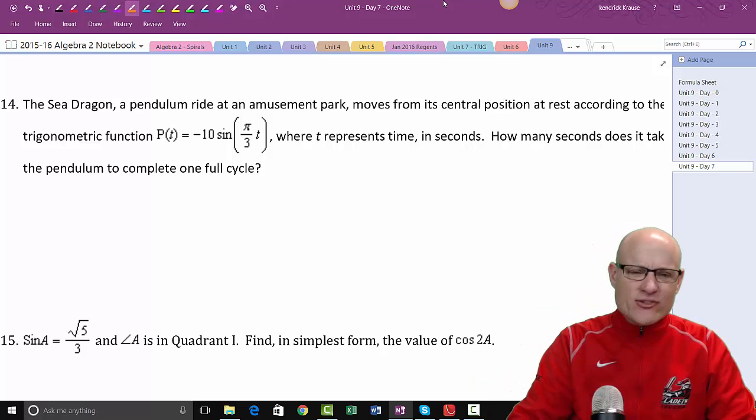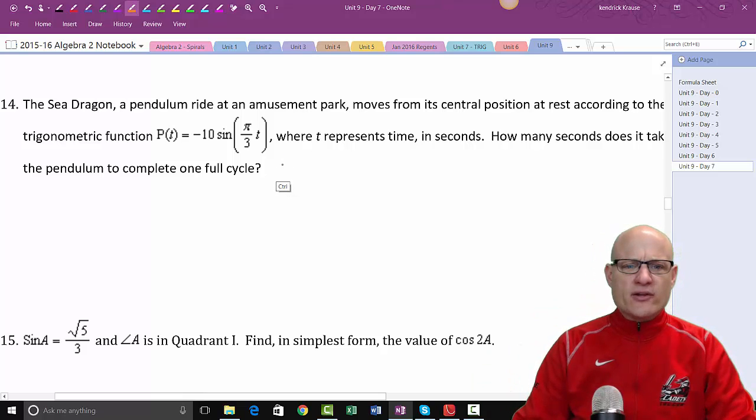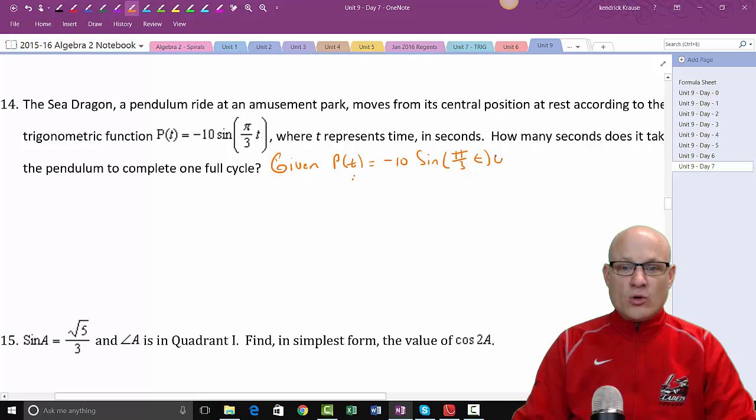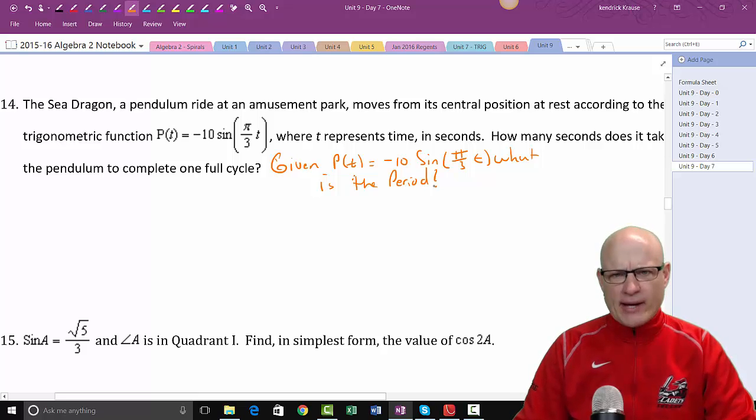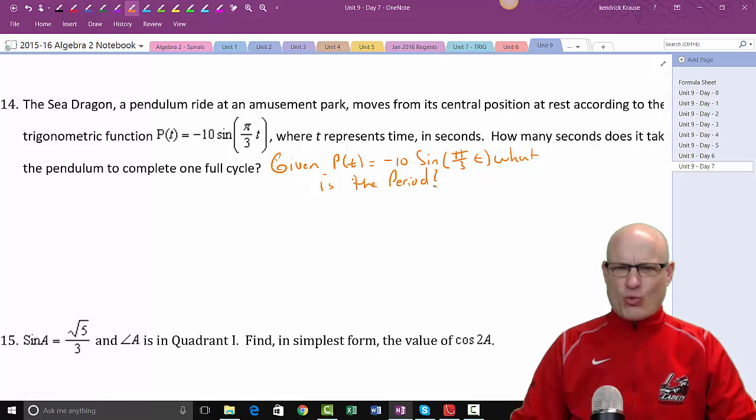What if I said this? Given P of t equals negative 10 sine pi over 3t. What is the period? Would you think that was a hard question? Because it's the same question. How long does it take to finish one full curve?